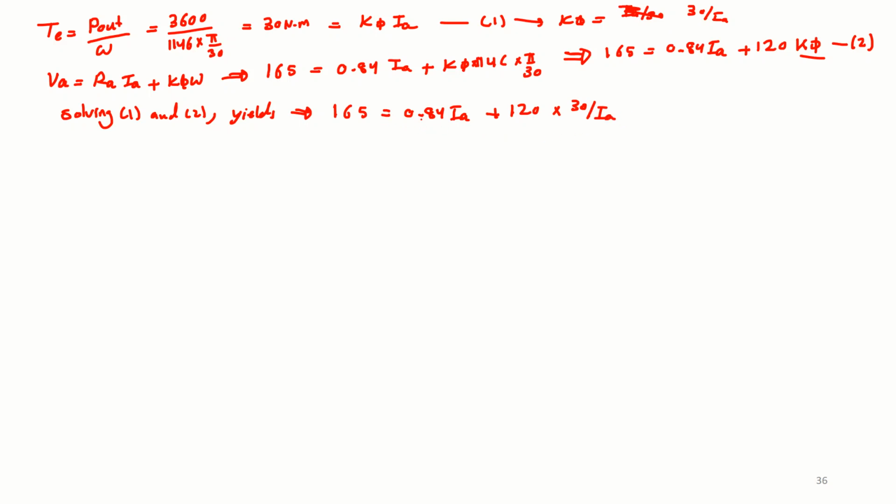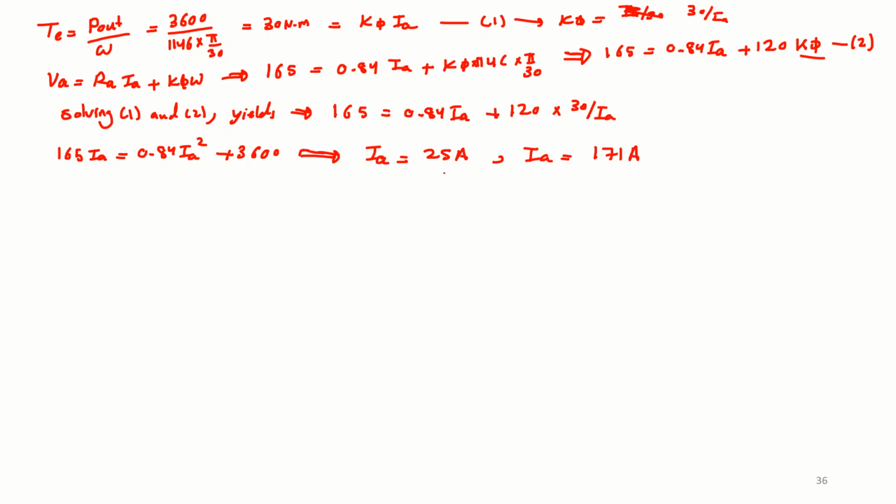And if we simplify this equation, we are getting 165 IA is equal to 0.84 IA square plus 3600. This is a second order algebraic equation. We have a closed form solution. If we solve it, we can get IA equal to 25 ampere, or IA is equal to 171 ampere.